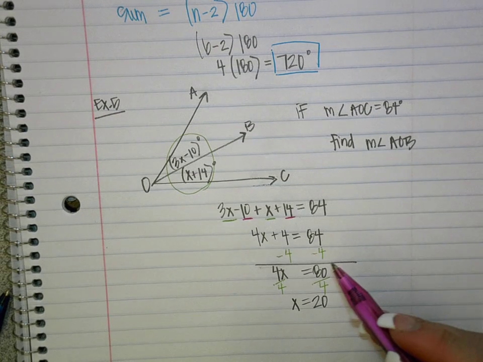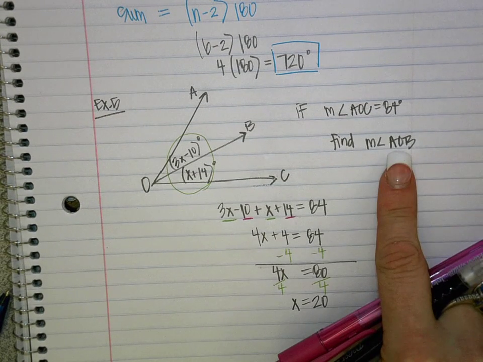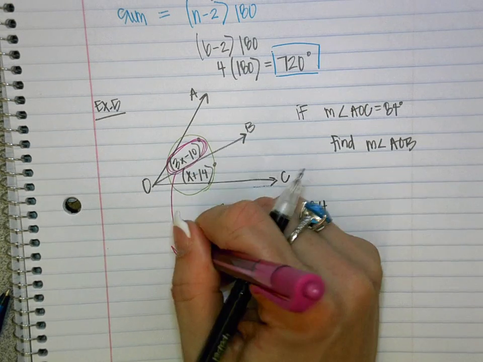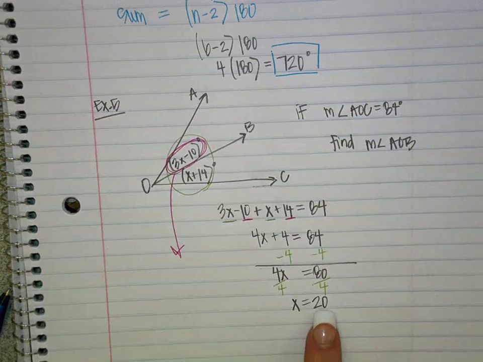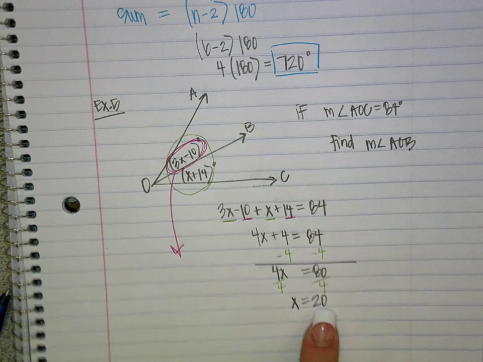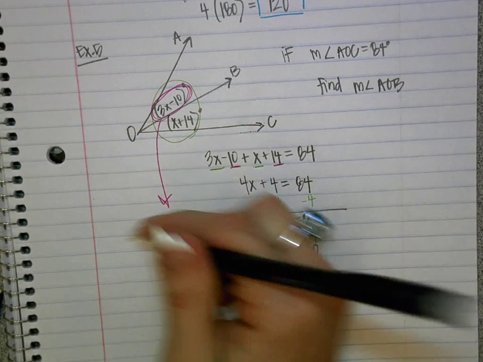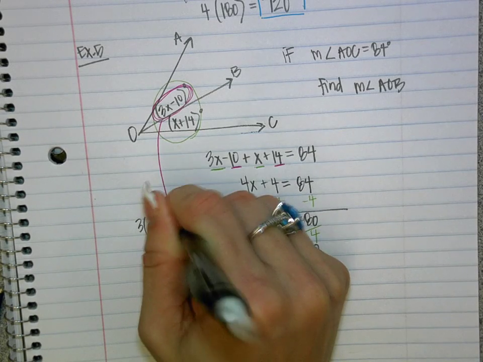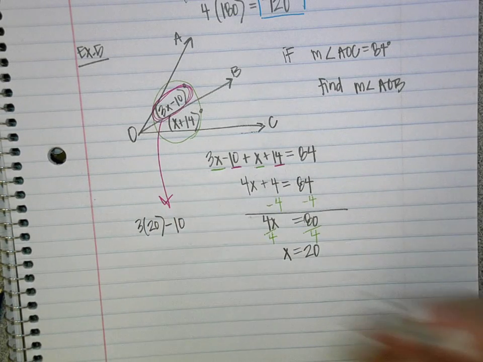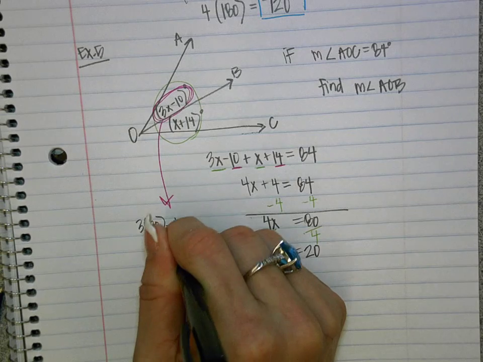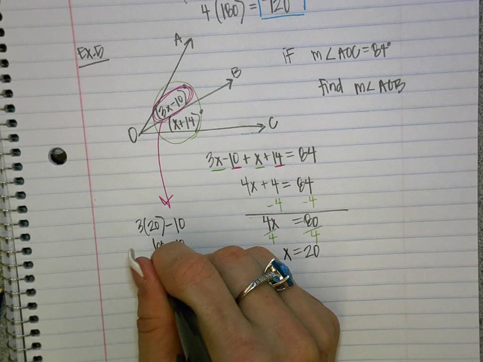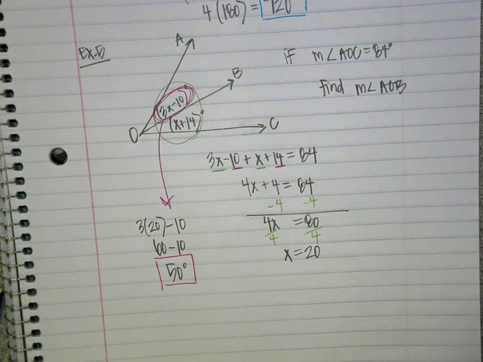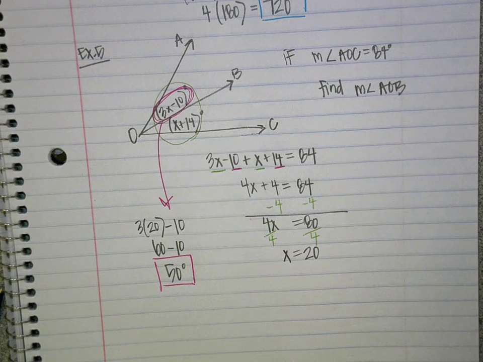Make sure you plug it in for the right one. We want to find AOB. So just this one. Okay? Just that one, and you plug in 20 for the x. Okay? So if you plug in 20 for the x, you do 3 multiplied by 20 minus 10. 3 multiplied by 20 is 60. And 60 minus 10, 50 degrees is what I'm looking for. Okay, so make sure you would plug it in there.